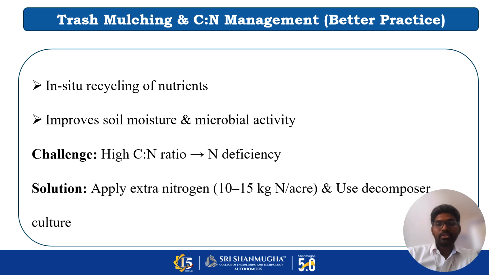If the C:N ratio is wider, there will be a temporary nitrogen deficiency. This causes nitrogen deficiency in the plants, to overcome which we can apply an extra dose of nitrogen, 10 to 15 kg of nitrogen per acre, and use a decomposition culture. It increases the decomposition and reduces the nitrogen requirement. These are the ways by which we can manage the carbon nitrogen ratio.